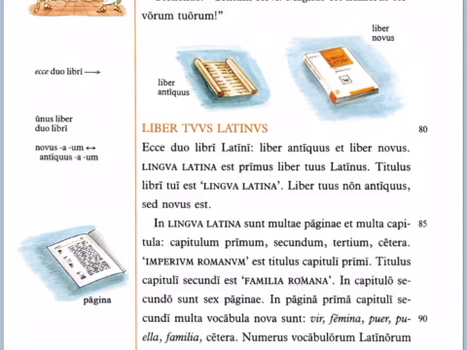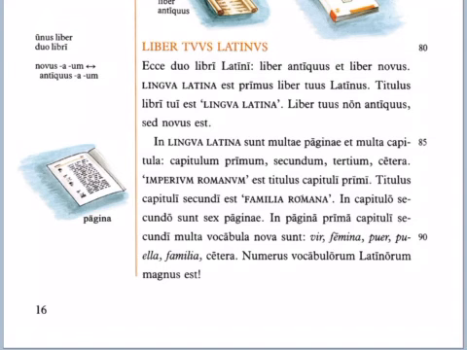Lingua Latina est primus liber tuus Latinus. Lingua Latina is your first Latin book. Titulus libri tui, the title of your book, est lingua Latina, is lingua Latina. Now, lingua means tongue in its most literal sense, but it can also mean language. It's where we get language and bilingual from. Okay. Liber tuus non antiquus, your book is not old, sed novus est, but is new.